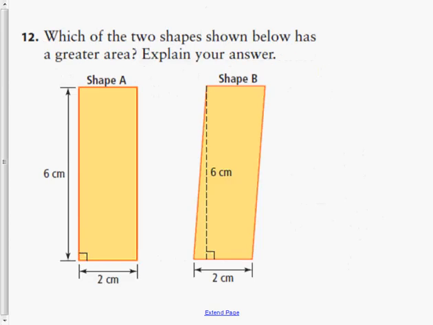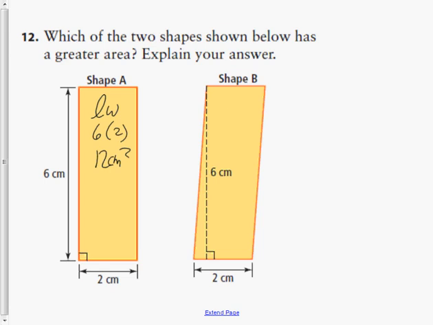Question 12, we have a rectangle, shape A, and a slightly askew rectangle known as a parallelogram, shape B. For this one, we're going to use the formula length times width, because it asks which of the two shapes has a greater area. It doesn't matter which one, we'll use 6 for this one, and we'll use 2 for this one. So the area of this rectangle is 12 square centimeters.